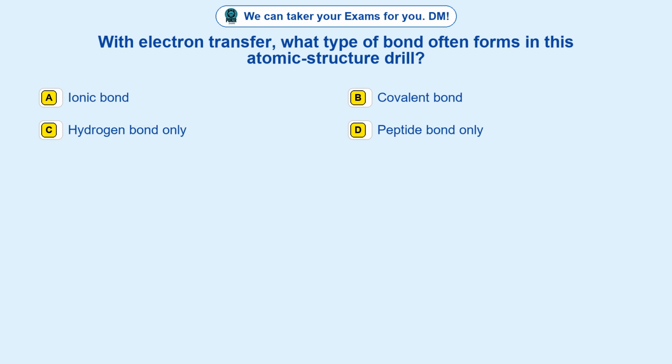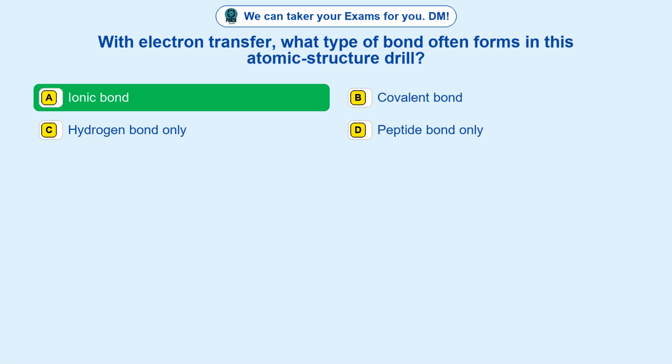Question 33. With electron transfer, what type of bond often forms in this atomic structure drill? Option A, ionic bond. Option B, covalent bond. Option C, hydrogen bond only. Option D, peptide bond only. The correct answer is option A.